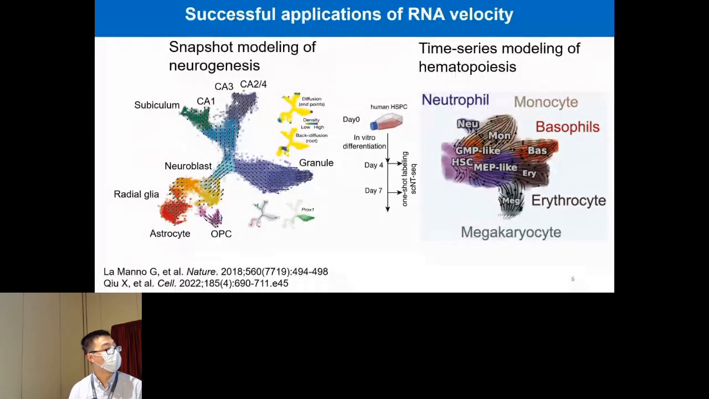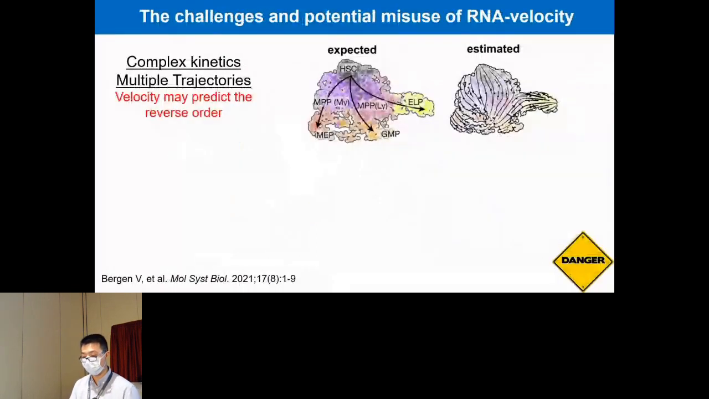Even though this model has been successfully applied in different biological contexts, there are some remaining problems. The first challenge is about complex kinetics with multiple trajectories, and each of the kinetics can form one trajectory for the biological process. The current RNA velocity model, because of its limitation of modeling only one trajectory each time, may predict the reverse order as in the right figure.